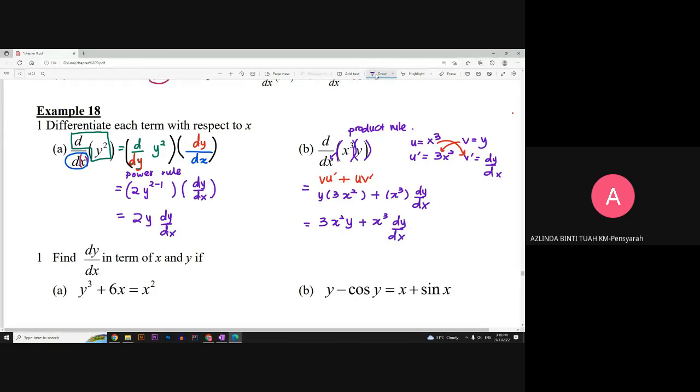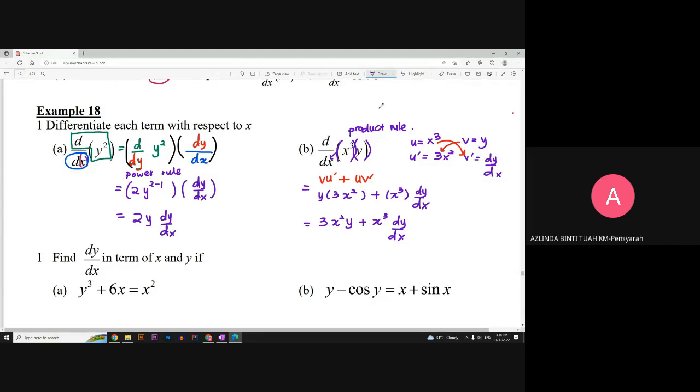Okay, ini untuk introduction sahaja, just to show you the common rules that we're going to apply when we solve implicit differentiation. We're going to apply the power rule, and commonly kita akan gunakan product rule. Is everyone okay so far?